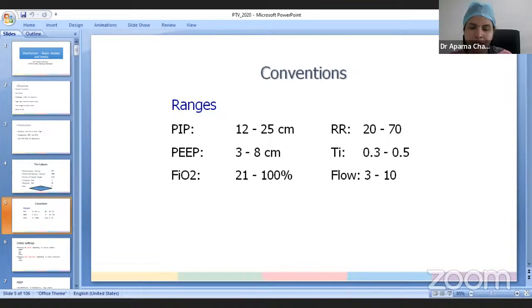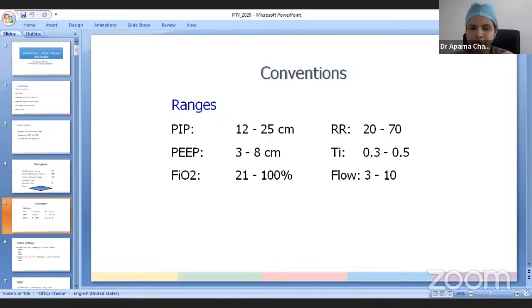The adequacy of respiratory rate is generally indicated by the synchrony of the baby. So if the baby is well synchronized, then we are delivering the right respiratory rate. If the baby is asynchronous and breathing too fast, then we may have to increase the respiratory rate. Or if the baby is requiring very high pressure, then again it might call for a proportionate increase in the respiratory rate.